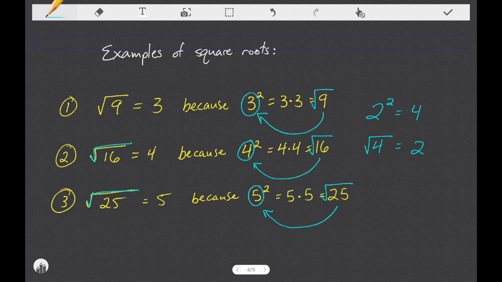Okay, let's do one other one. What is the square root of 36? It would be 6, because I know 6 to the power of 2 is 36. You can see how these things just kind of trade places. One means the other, and that is what square roots are.